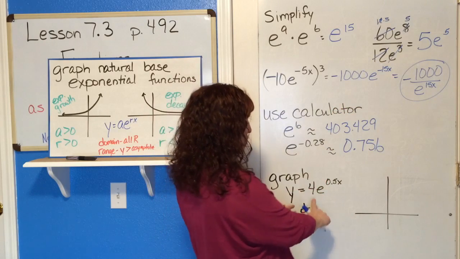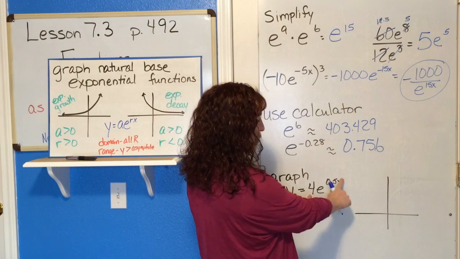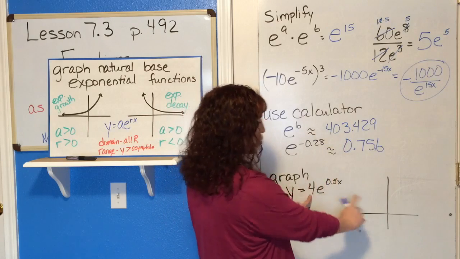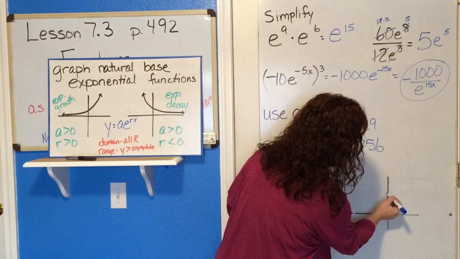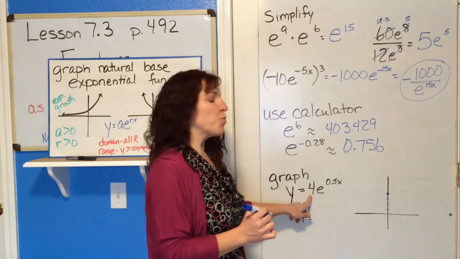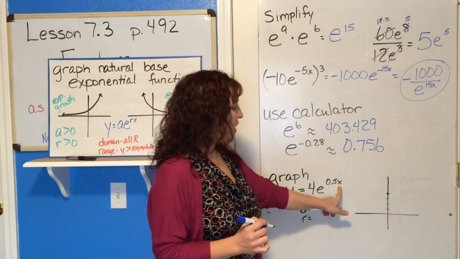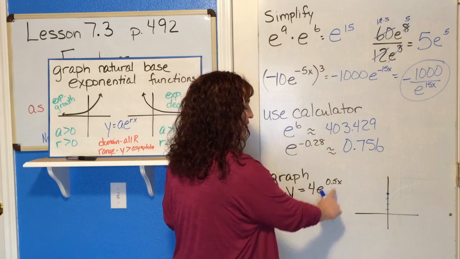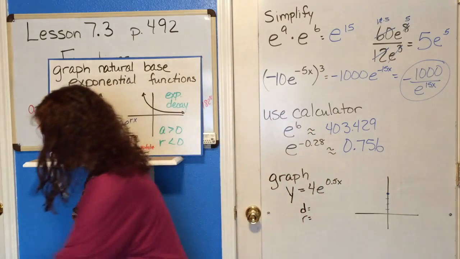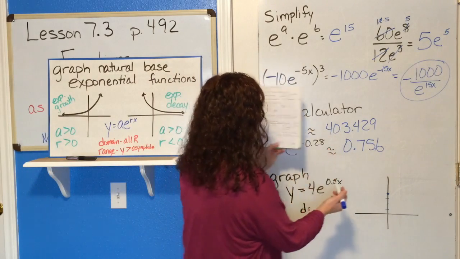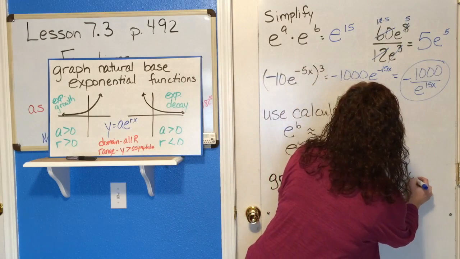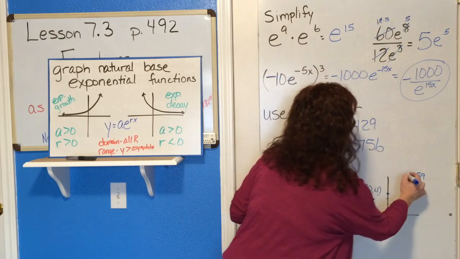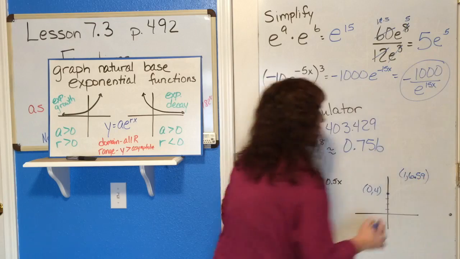Our first point is going to be 0, 4, because if we put in a 0 for x, then all of this goes away. It's just equal to 1, and 4 times 1 is 4. So up 1, 2, 3, 4. There's our first point. Then for the next point, put in 1 for x, so put 0.5 into your calculator, then use that e to the x power to get your next point, and that one is going to be 6.59. So you have 0, 4 as 1 point, and 1, 6.59 as your other point.